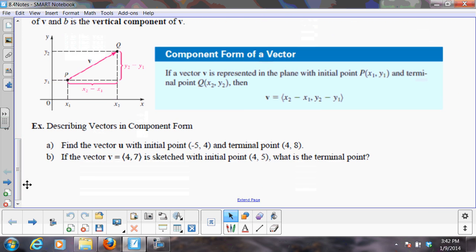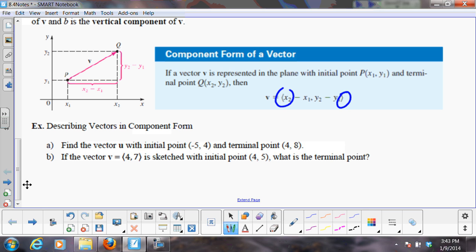So down here is actually how to find the component form of a vector. Now these little things right here are not parentheses, but they are like arrowheads. If you can't really tell in the blue box, that is what they are. They look like arrowheads. And that's how you find the component form. You use the initial point and find the difference between the x terms, take the terminal point, and then find the difference between the y terms.